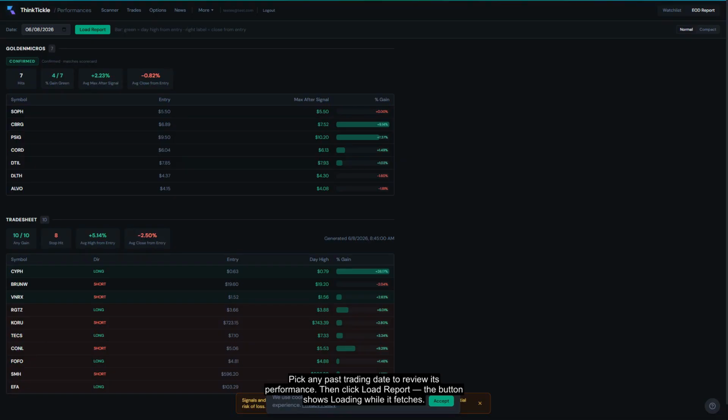Pick any past trading date to review its performance. Then click Load Report. The button shows loading while it fetches.